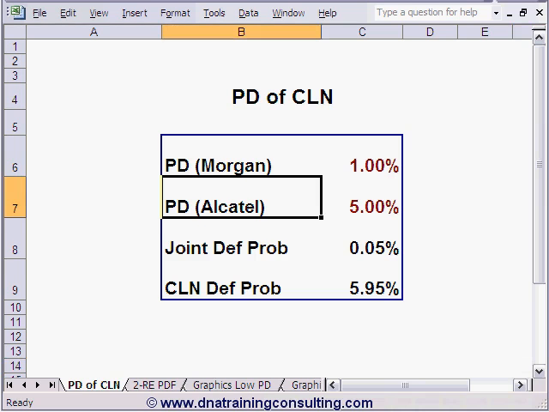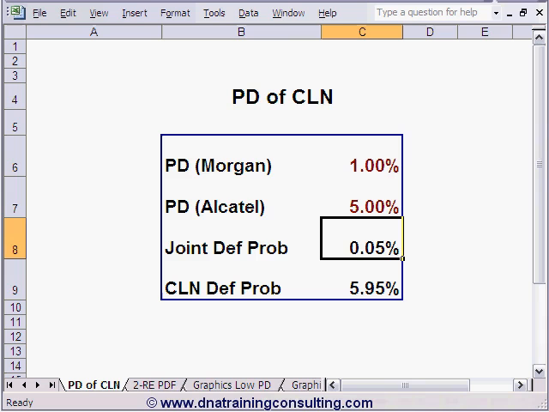An Alcatel bond guaranteed by Morgan would default only if both Alcatel and Morgan went into default, while our CLN defaults if either Alcatel or Morgan default. The former has a far lower probability of occurring, 0.05%, than the latter, 5.95%, as we have demonstrated.